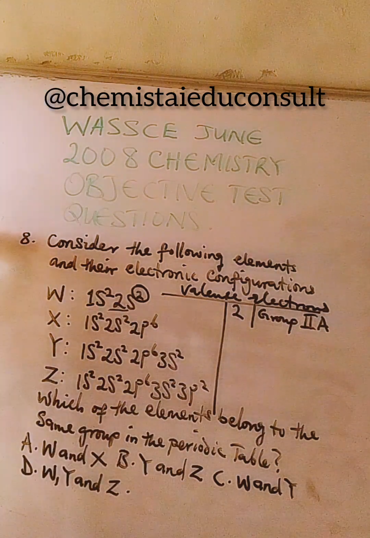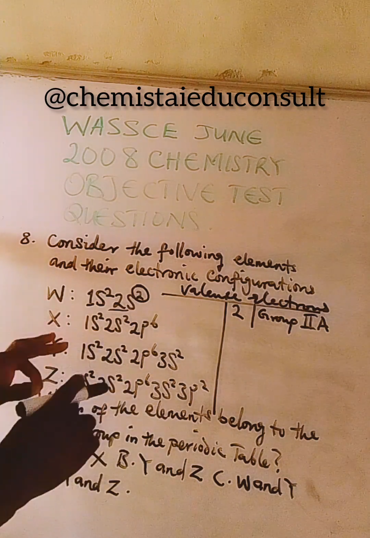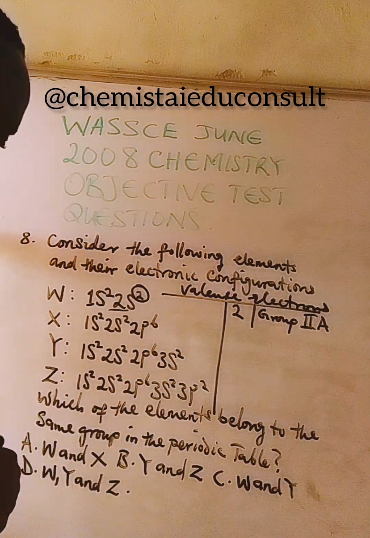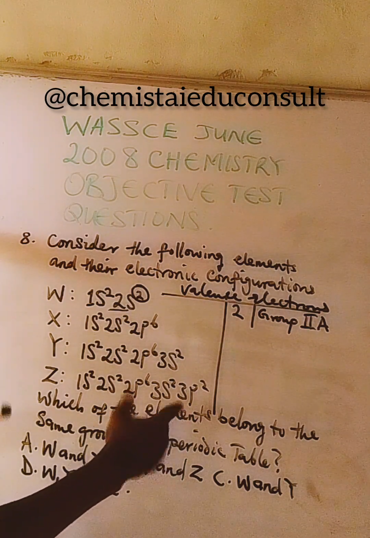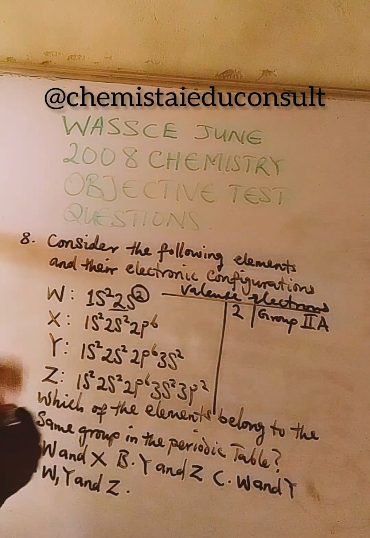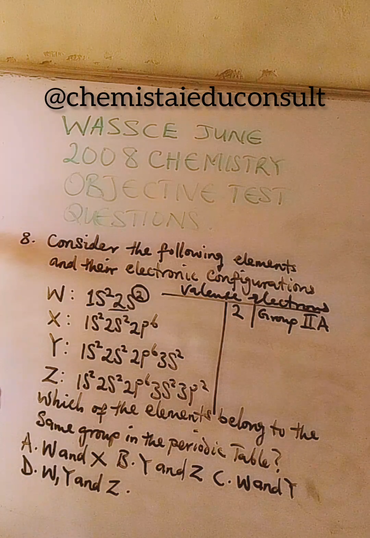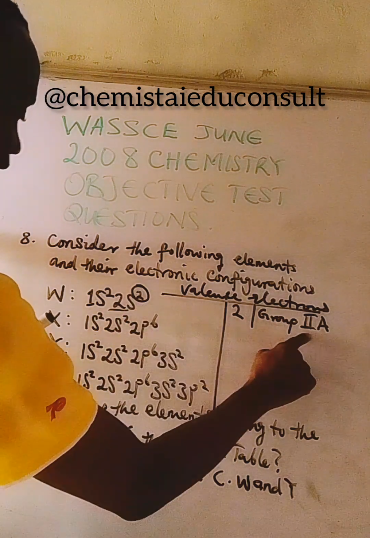If the last orbital is S or P, which means the group is A, that is group 2A. If the last orbital is D or F, it is in group 2B. But here we don't have D and F as last orbital. Therefore, these are A, they are in A parts. So this is group 2A.